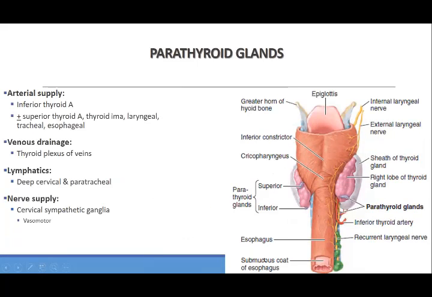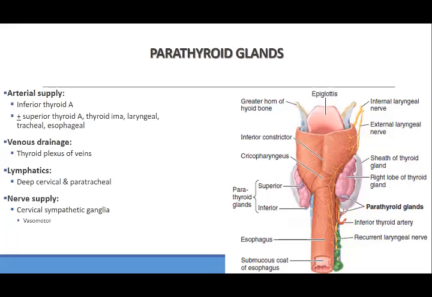Arterial supply: since it is located in close vicinity of the inferior thyroid artery, it is expected that the inferior thyroid artery would give a branch to the superior parathyroid and the inferior parathyroid. Besides that, you may have a branch coming from the thyroid artery. You may have laryngeal, tracheal, and esophageal branches supplying these glands. Venous drainage goes into the thyroid venous plexus. Lymphatic drainage is to the deep cervical lymph nodes. At times some of it may go into the paratracheal lymph nodes. Nerve supply, once again, beta.